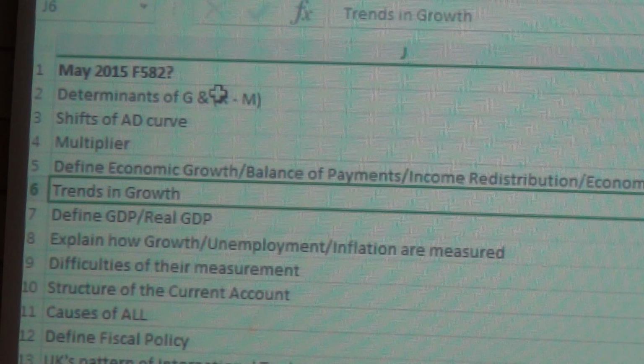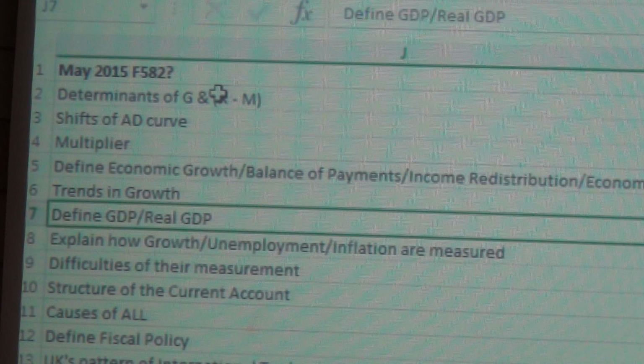In terms of definitions again, defining GDP and defining real GDP, this hasn't been on the paper for a long time. Something worth considering.